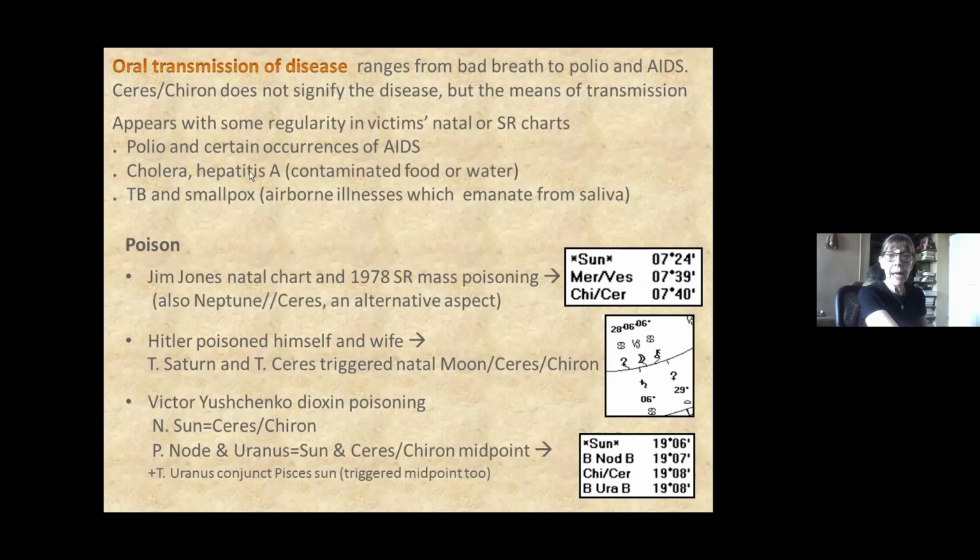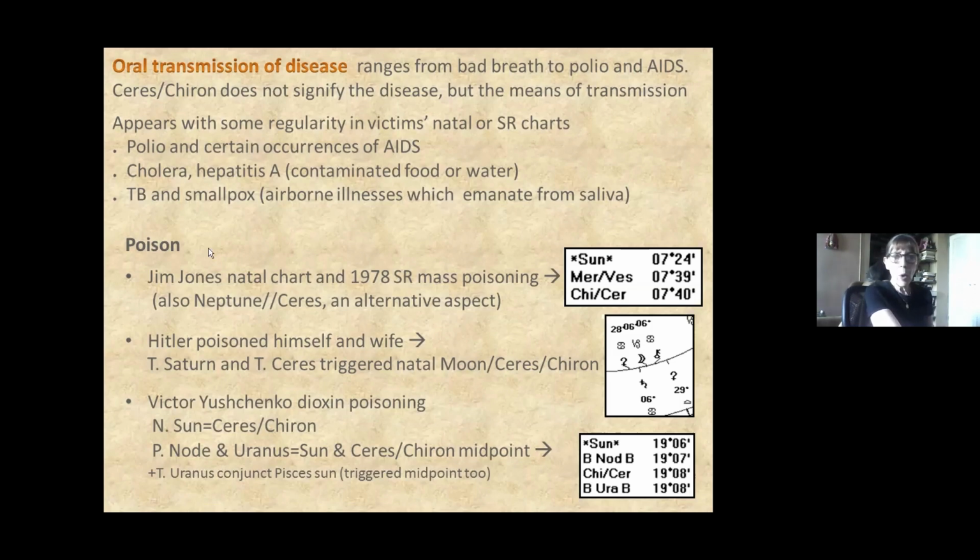With cholera and hepatitis, where contaminated food and water are the culprits, and with TB and smallpox, which airborne illnesses emanate from saliva. That's why I'm wondering about how the virus will eventually show up in people's horoscopes. I have an opinion about the transits and Neptune Apollon, but it's how it shows up in the individuals that will be interesting.